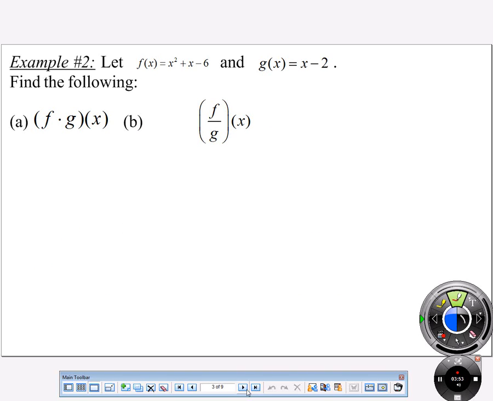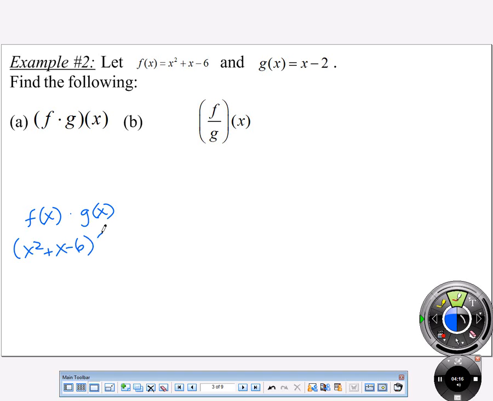All right. Same idea with multiplying and dividing. In part A here, this is f times g of x. So you want to go ahead and multiply them. So f of x in this case.